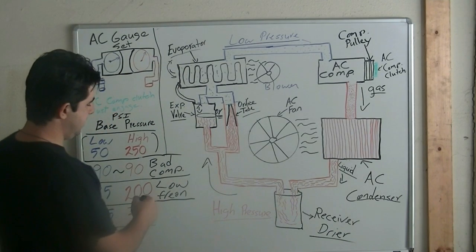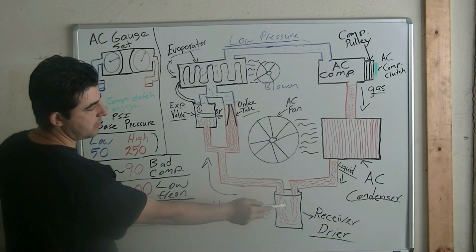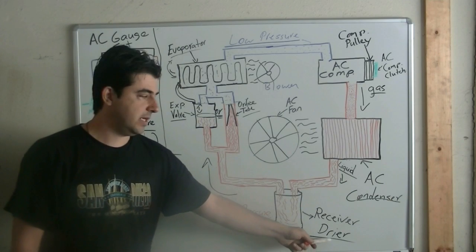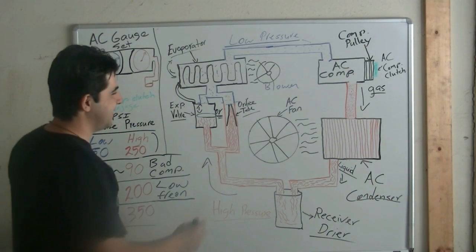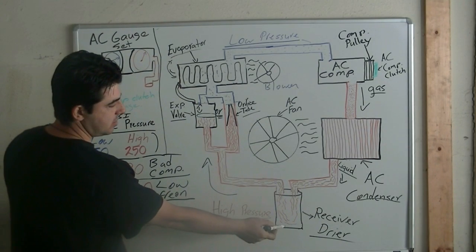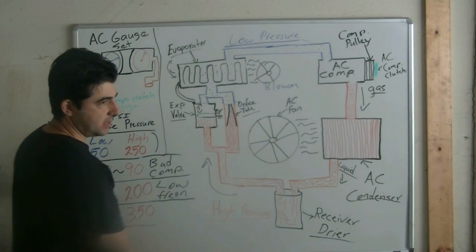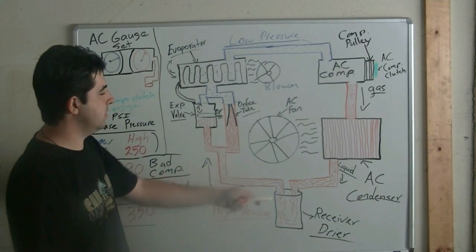Now, if you have this issue and you need to replace these, you probably should replace your receiver and dryer also. By the way, I spelled dryer wrong, so I had a correction. So you don't need to point that out. But yeah, you basically need to replace that too, because it wasn't doing its job, that's why these are clogged up. So when you replace these, that goes with it.